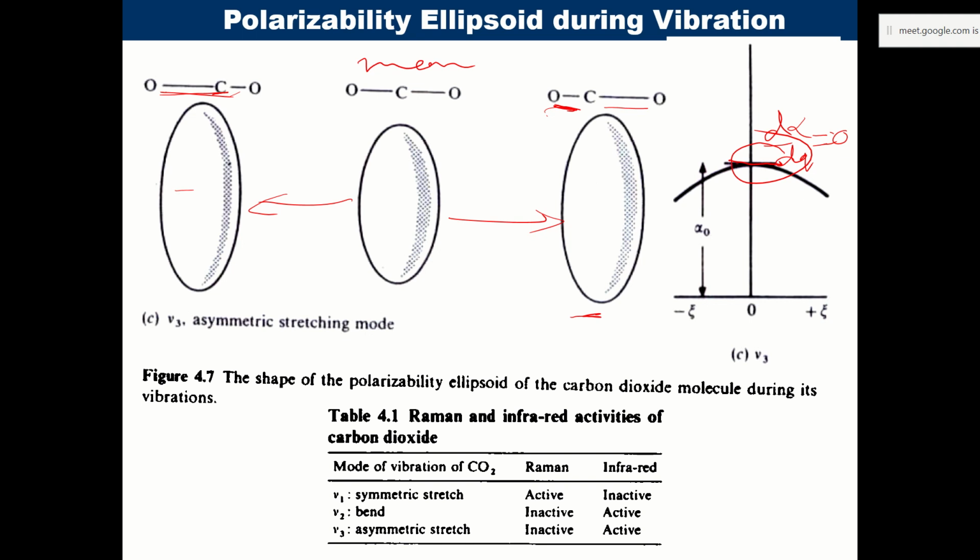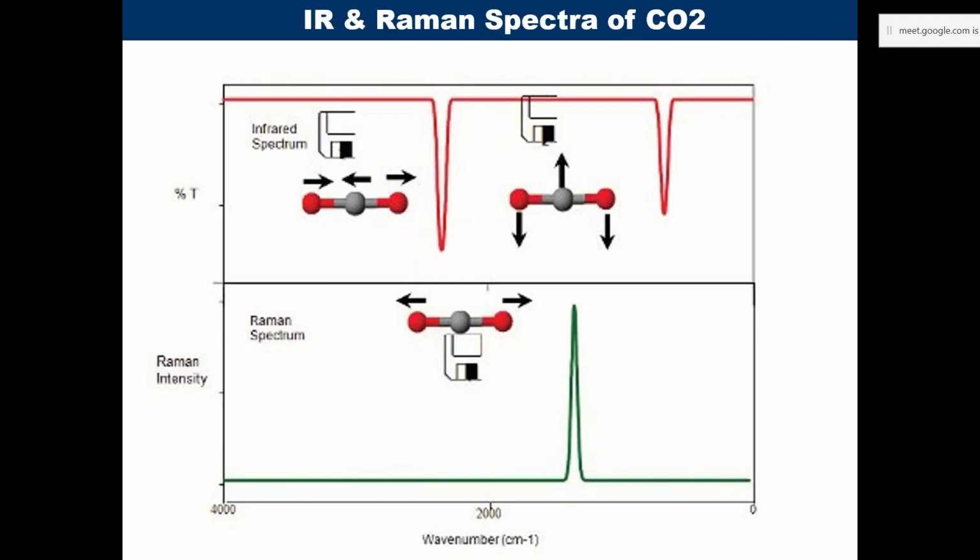So the net result is that symmetric stretching is Raman active. You can see only one peak in Raman. When you perform Raman spectroscopy on CO2, you get only one peak. When you perform infrared spectroscopy on CO2, you get two peaks. How? So this is the stretching one, the symmetric stretching, which is Raman active and highly intense, and this one.